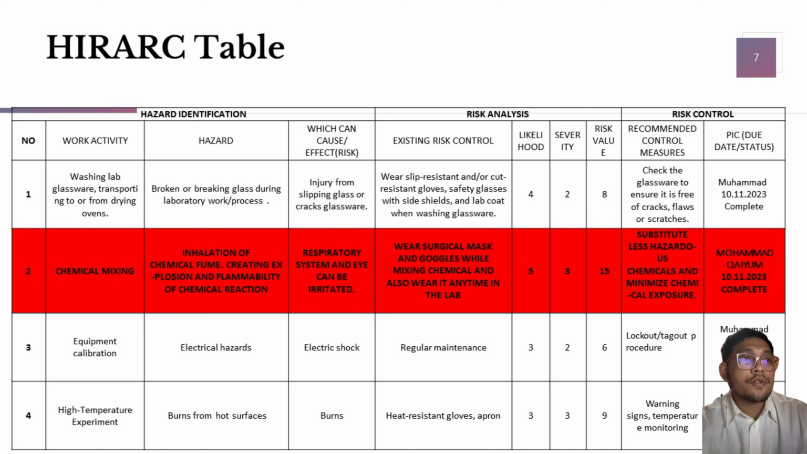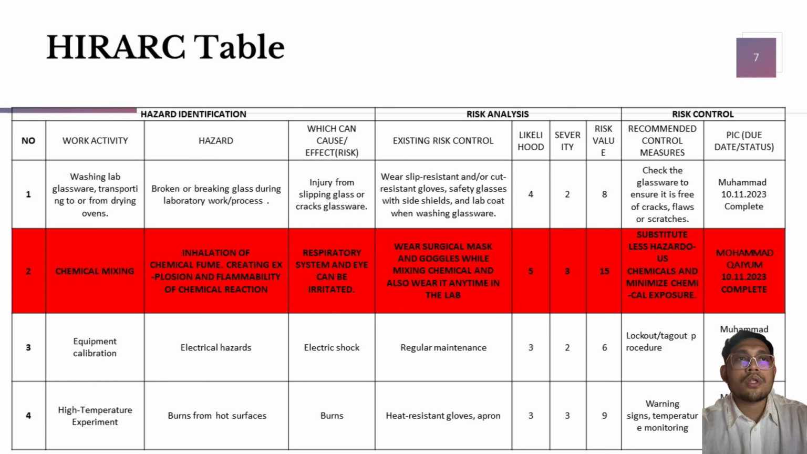So for the work activity, we have to list out the chemical mixing. For me it is chemical mixing, and then we go for the hazard: inhalation of fumes, creating explosion, and permeability of the chemical reaction, and then the effect, which is that the respiratory system and eyes can be irritated. For the risk analysis, we also have to list out the sub points, which are the existing risk control, the value for the likelihood and severity, and also the risk value, which must be stated in this risk analysis part of the table.